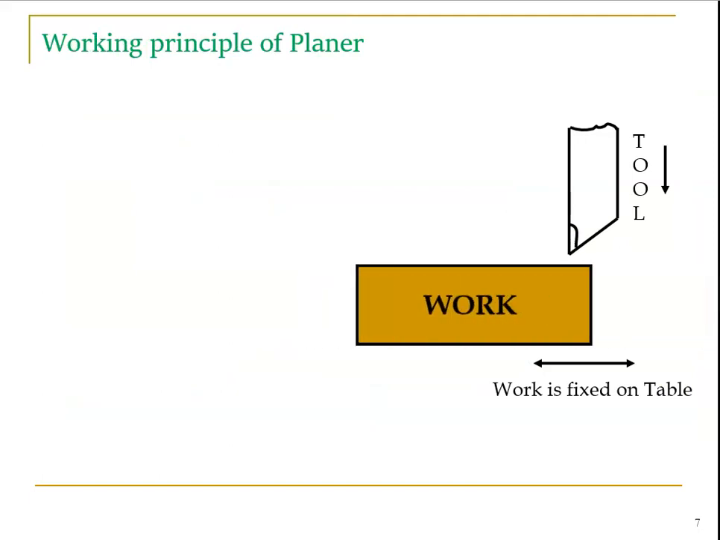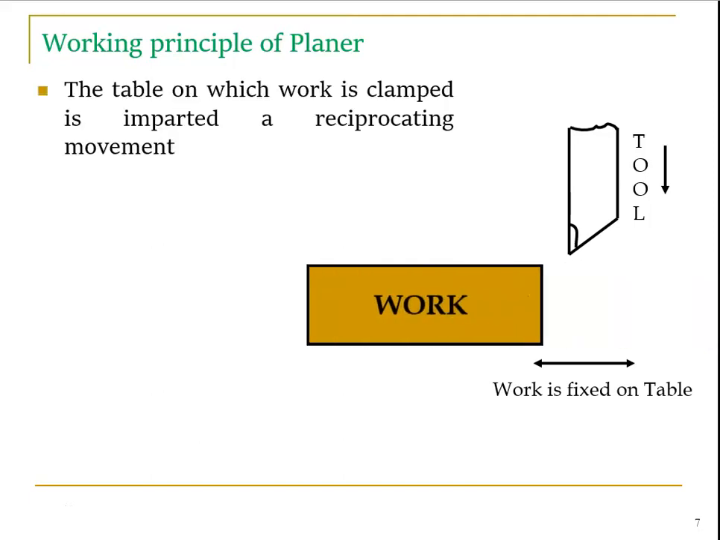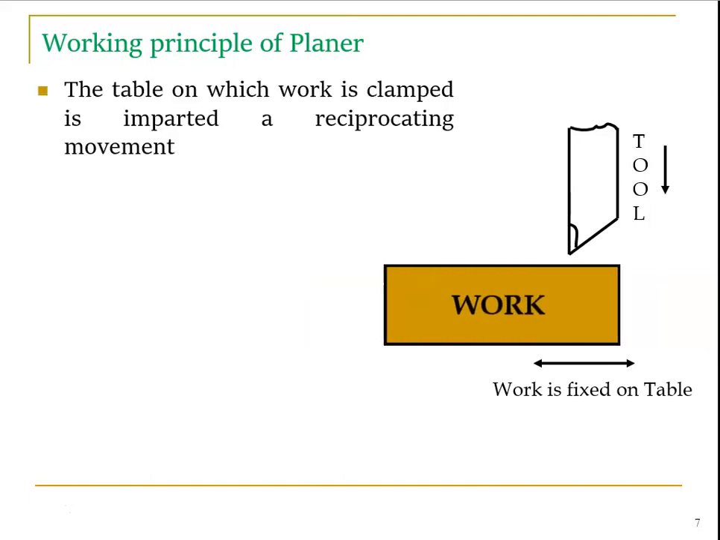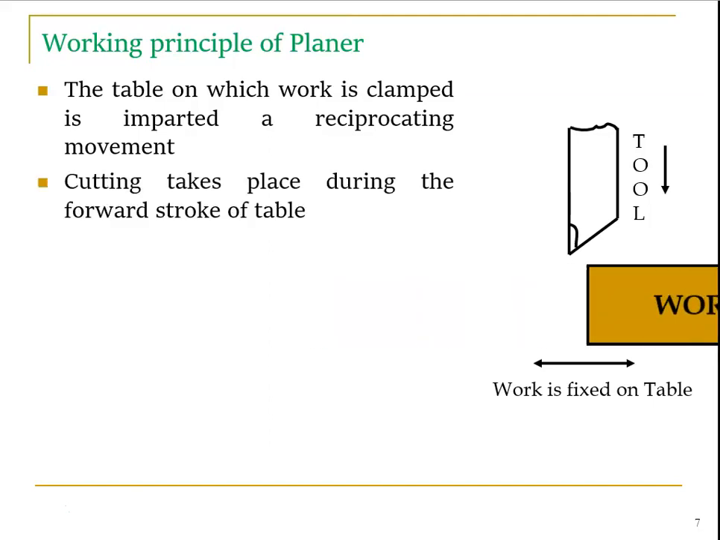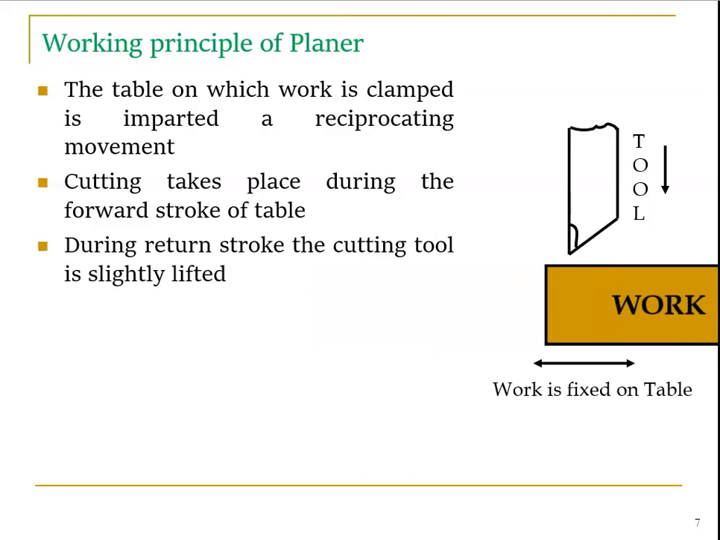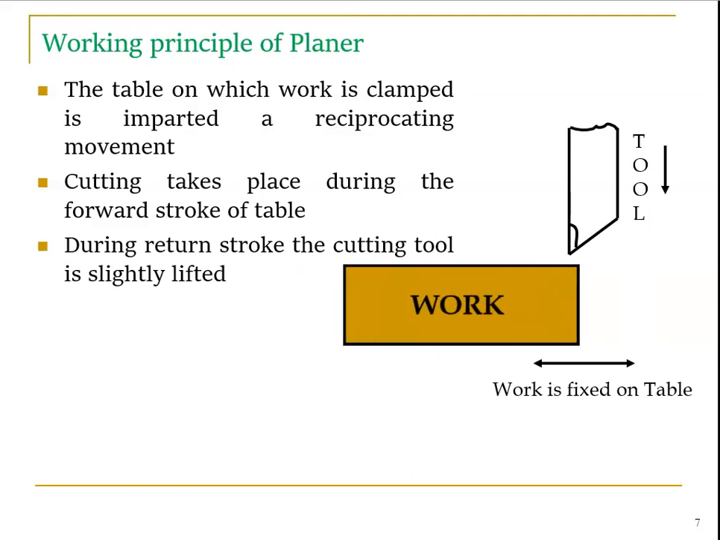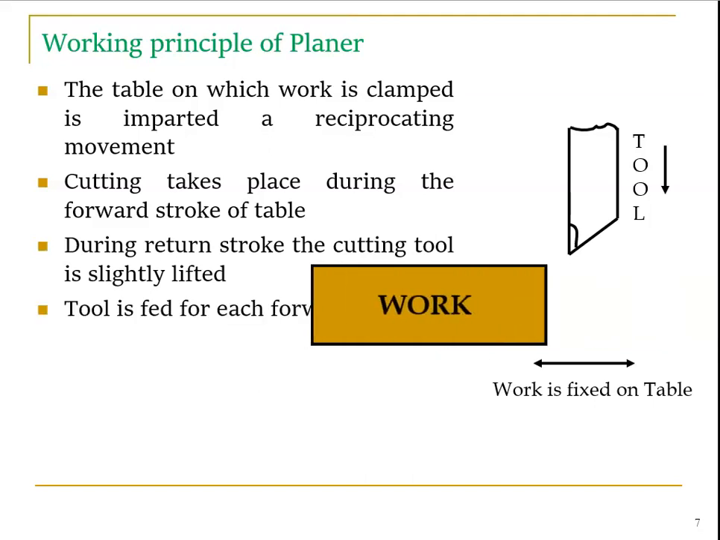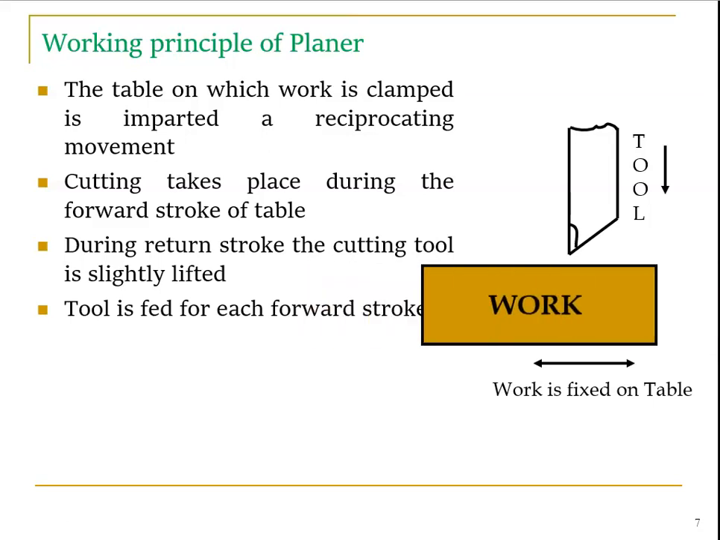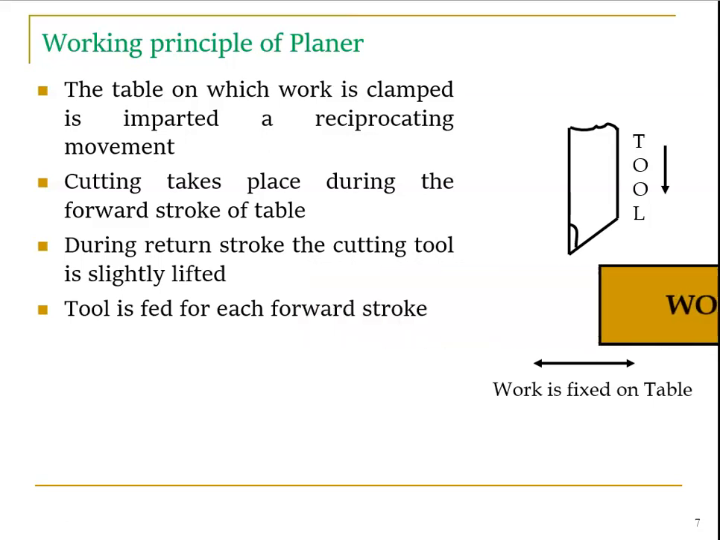So the tool is stationary and the workpiece moves reciprocally. The table on which the work is clamped has a reciprocating movement. Cutting takes place during the forward stroke. On the return stroke the tool is slightly lifted and the return speed is increased. The tool is fed for each forward stroke.